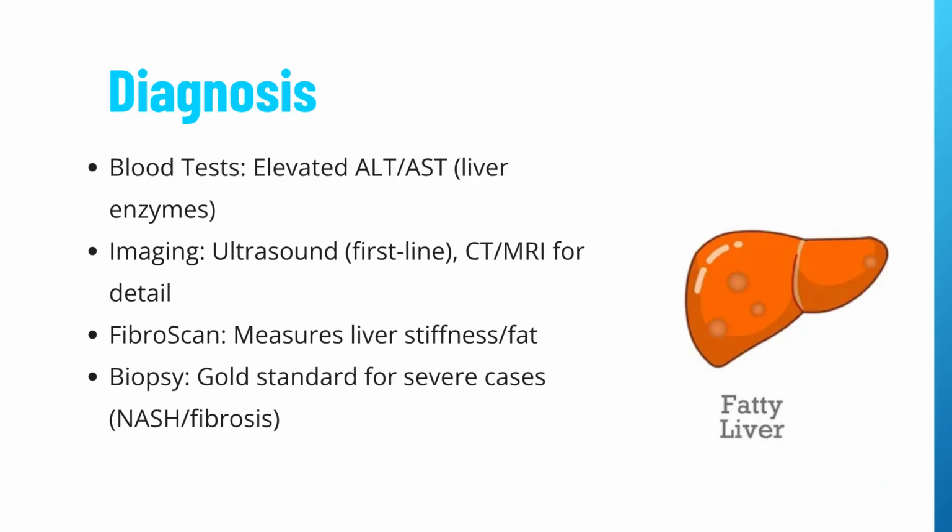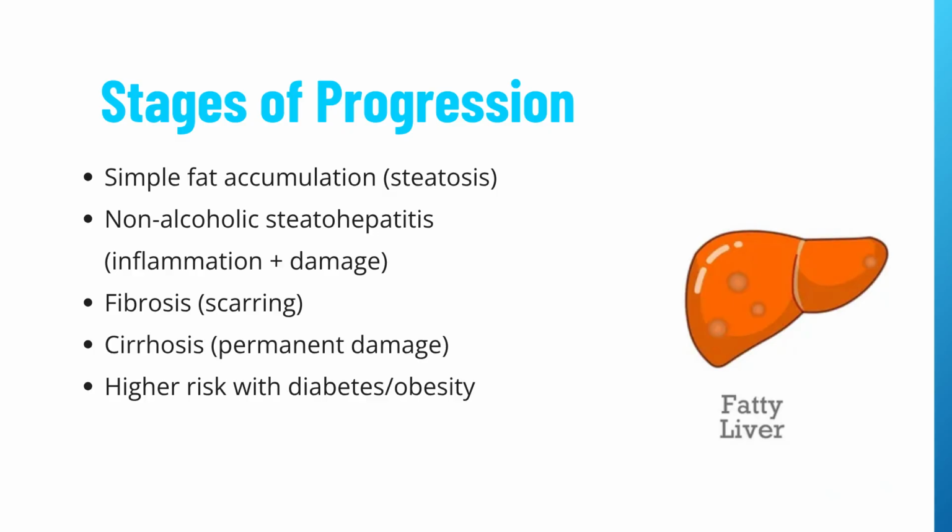Early diagnosis is crucial. Catching fatty liver disease before it progresses to inflammation or fibrosis significantly improves the chances of reversing it. Fatty liver progresses in four stages. First one is simple steatosis, and the second one is non-alcoholic steatohepatitis. Third one is fibrosis or scarring of the liver, and the fourth one is cirrhosis. In this stage, the liver is permanently damaged.